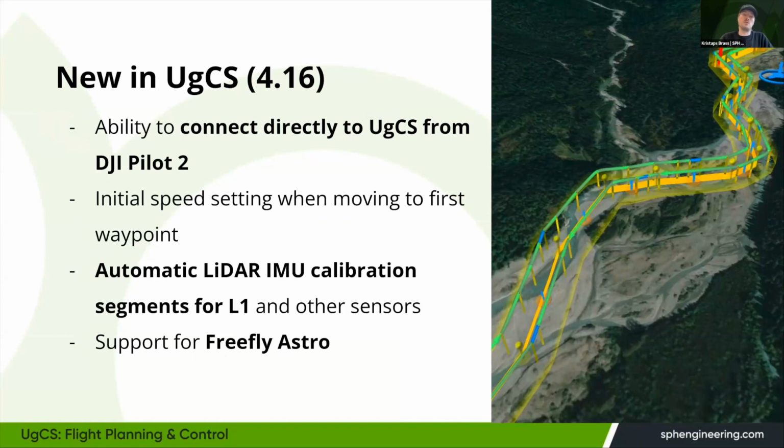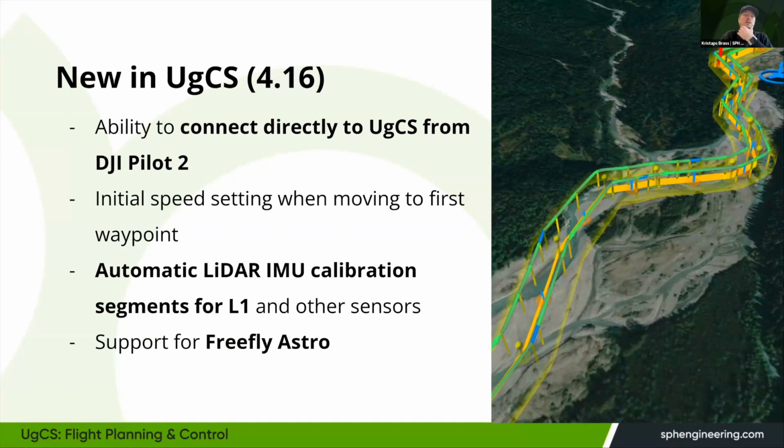In the newest version of UGCS, which we released last month in May, we added quite some new cool features. One of them is that you are now able to connect your DJI drones directly to UGCS with the DJI Pilot 2 app. Previously, you had to use UGCS for DJI mobile app, our own Android app, which you would, for instance, install on the smart controller of the M300. So now you can either do that, or you can simply use DJI Pilot 2 to connect directly to UGCS and be able to see all the routes there.